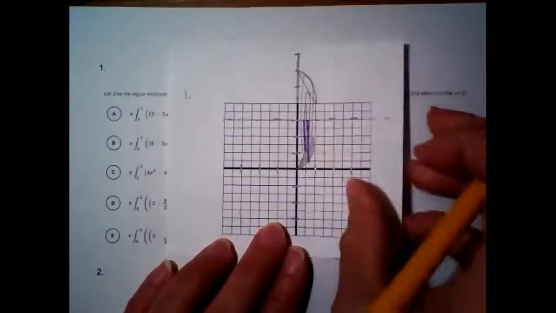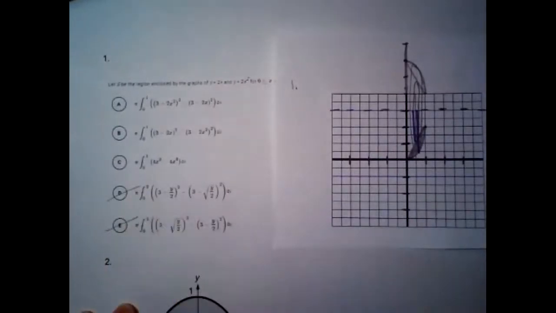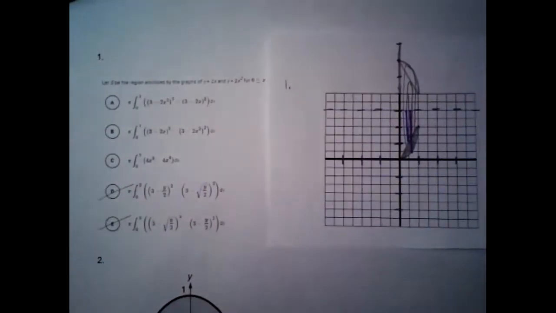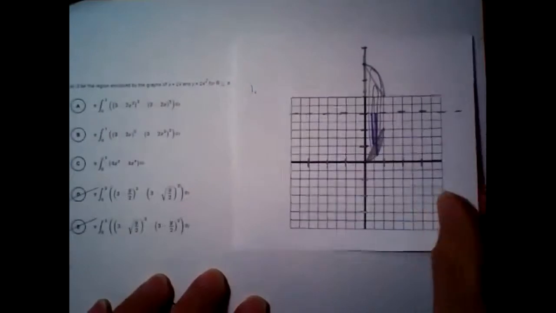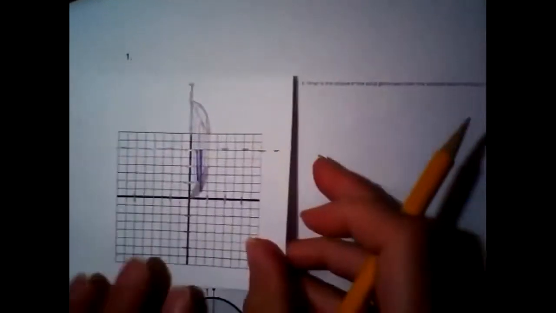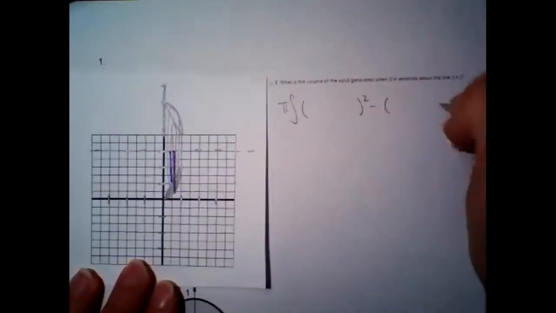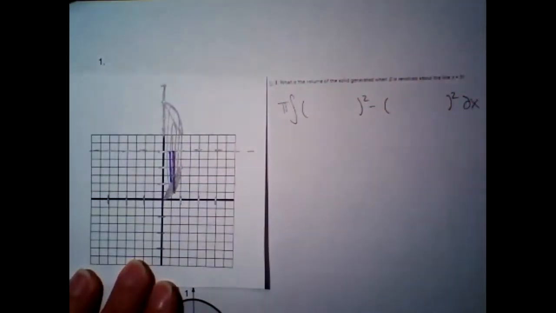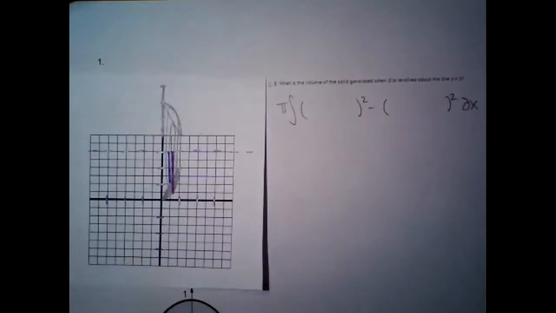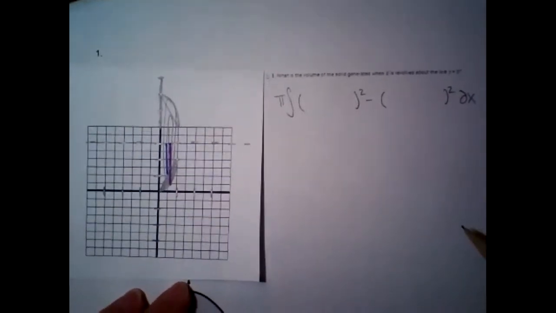That allows you to even narrow down your choices, like knowing it's going to be dx, we can get rid of this one and this one because those say dy. So just right off the bat, you can narrow down your choices. All right, so let's do the setup for this. It's going to be pi r squared minus r squared dx. And actually, I think that helps you to narrow it down too, because if it doesn't follow that format, then it's not going to be right.